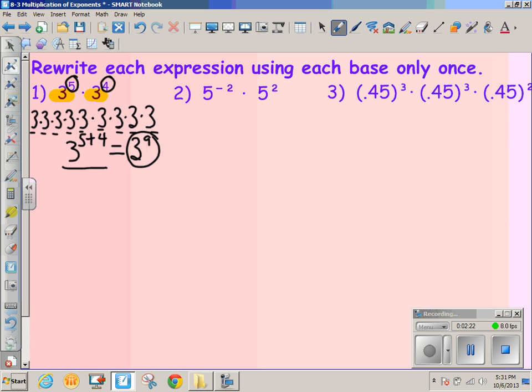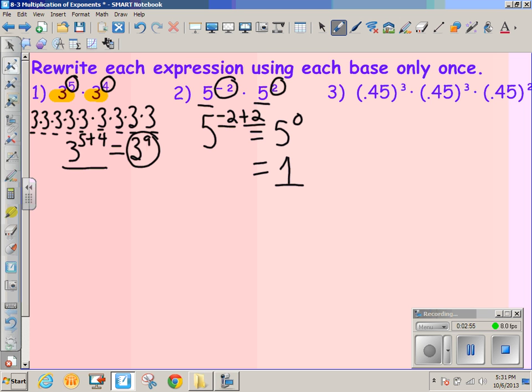Going to number 2, now we have 5 raised to the negative 2nd power times 5 raised to the 2nd. So when the base is the same, which it is, in both cases it's a 5, then you can simply say 5 raised to the negative 2 plus 2. Negative 2 plus 2 gives us 5 to the 0 power, because a negative 2 and a positive 2 is 0. And we know that every number raised to the 0 power, the actual answer is 1.